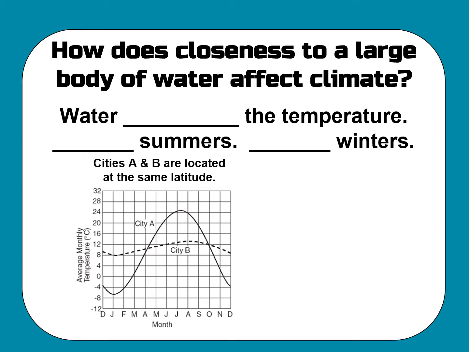Okay, we're going to be talking about the closeness to large bodies of water and how they affect climate. When we're talking about a large body of water, we're talking about oceans, large seas. We're not talking about lakes, streams, things like that. We're talking about a large body of water. So water actually does something called moderating the temperature. Okay, when you think about a moderator, what they do is they keep things kind of even. They keep everybody on time. They keep everybody on topic. That's kind of what the water is doing. It's saying, I'm sorry, you've got to be a little more even.